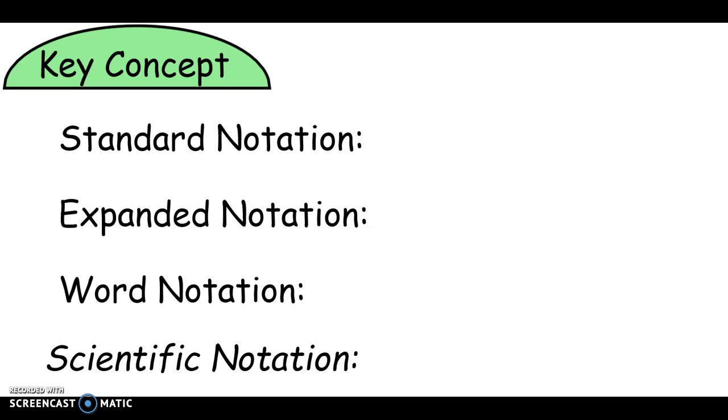Hello. Today we're going to talk about scientific notation and how to write a number in that notation. Up until now, you have learned 3 different types of notation. One of them is standard notation, and that is how we write any normal numbers. So if I asked you to write 125, you would write 1, 2, 5.